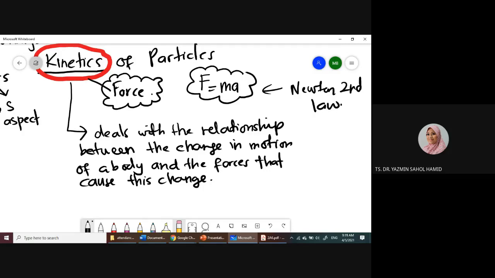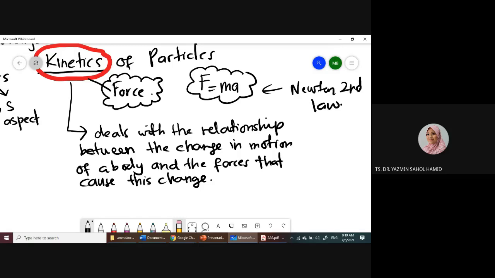So basically, F is the force which we want to examine, A is the acceleration, and M, what is M? Mass. Yes, M is the mass. Okay. So everybody understands that this is what we're going to do today, yeah?